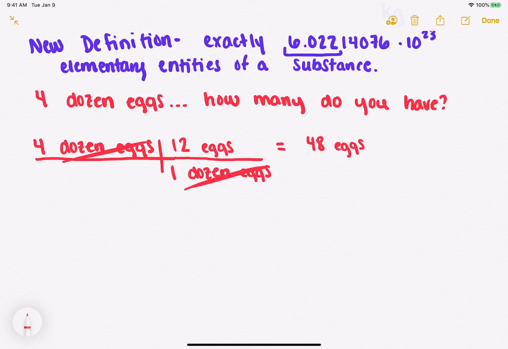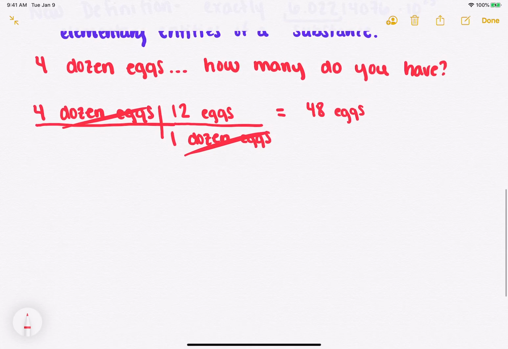So we can do the same thing with moles. So if we have 4.0 moles, so we abbreviate moles as mol, of atoms, how many atoms do we have?